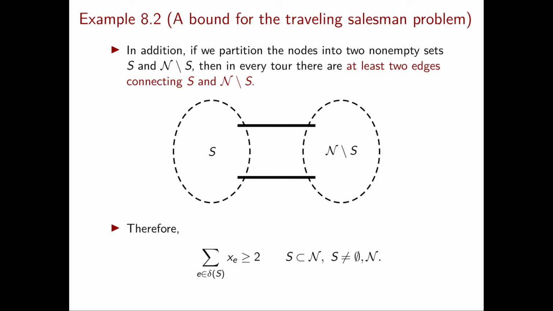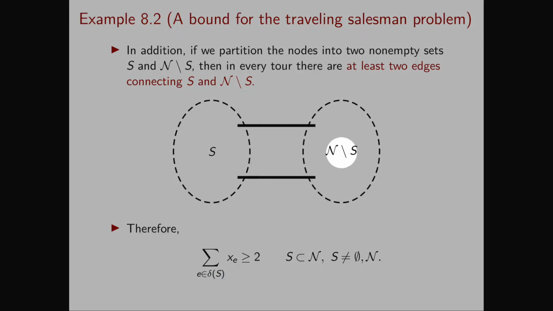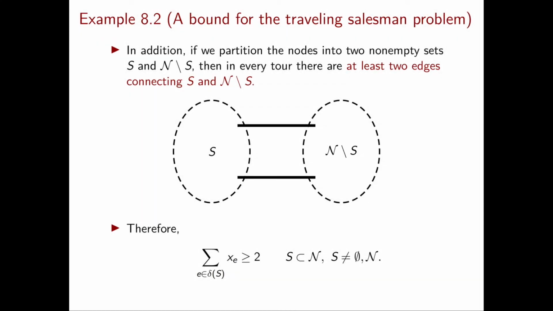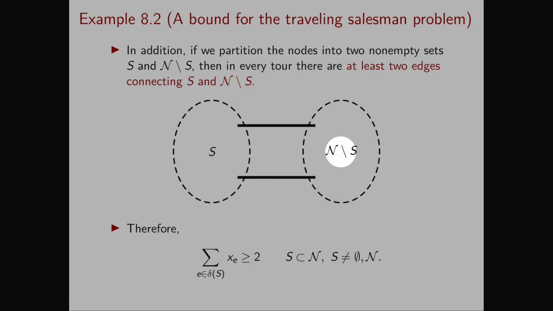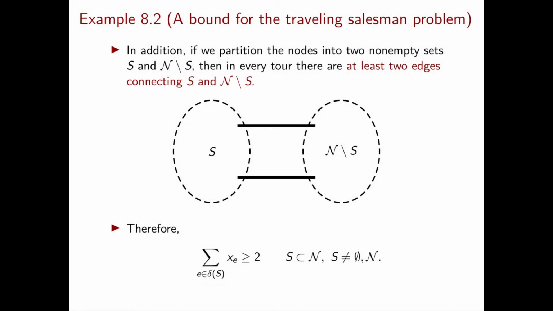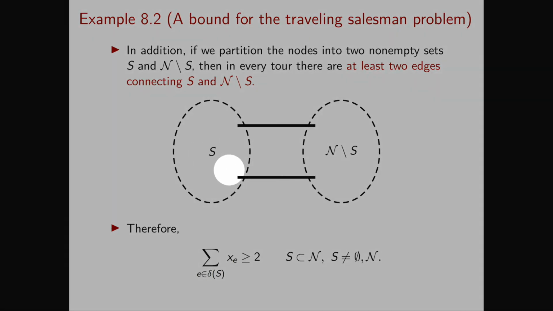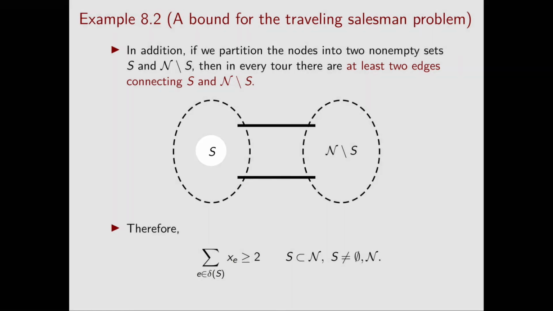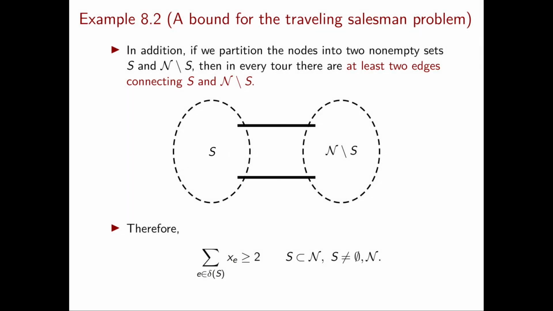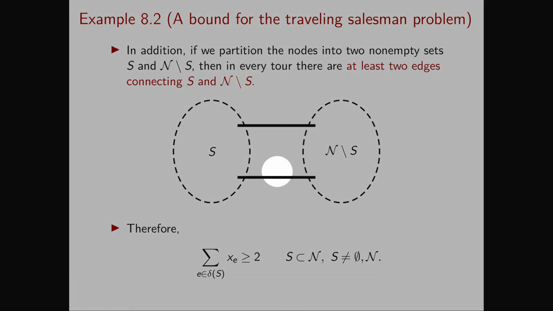To understand these constraints, think about partitioning all the nodes into a set S and a set of the remaining nodes, N minus S. Now assume that there exists at least one node in S and at least one node in N minus S. Then, eventually, your tour will pass by the node in S. Then your tour somehow will have to get to the node in N minus S. And later on, it will have to somehow come back to the node in S. This means that there must be at least two edges in the tour connecting S and N minus S.